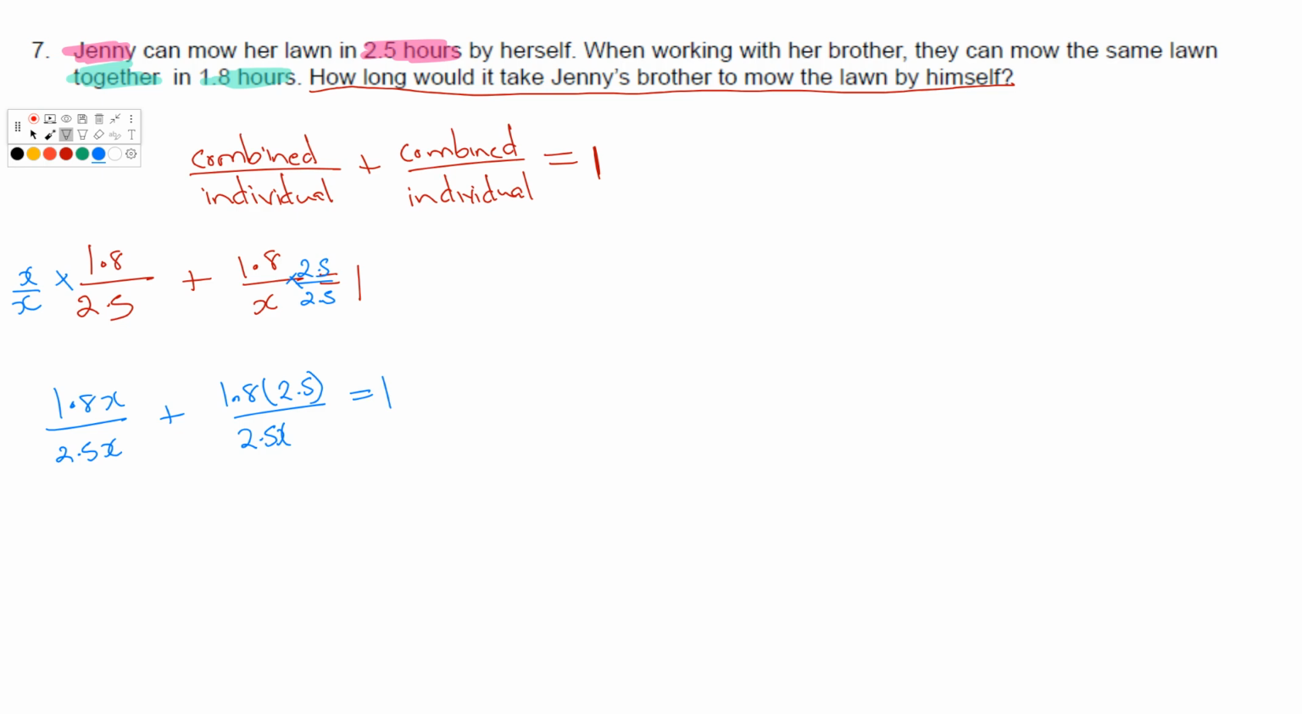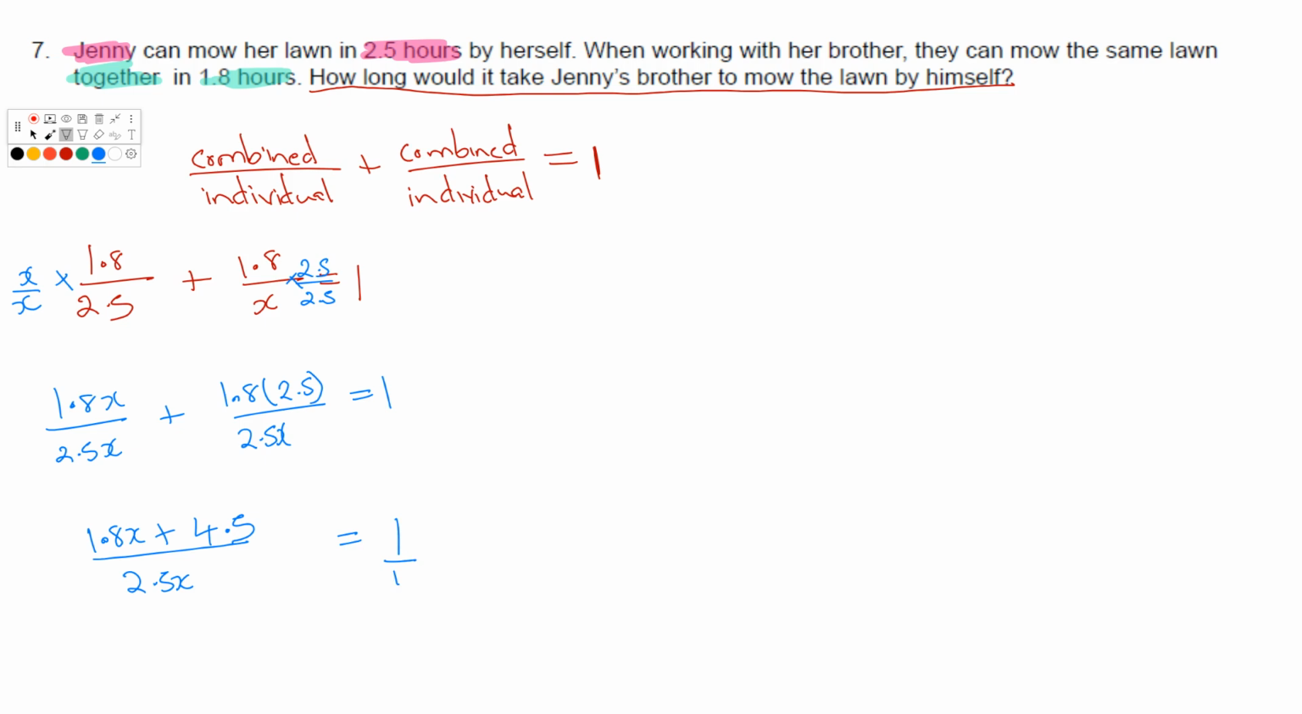Now that we have the denominators on the left side being the same, I could go ahead and simplify it. So I know it should be 1.8x plus, and 1.8 times 2.5 will give me 4.5, and this will be over 2.5x equal 1. Now, let me just go ahead and put that. It's the same thing as 1 over 1.